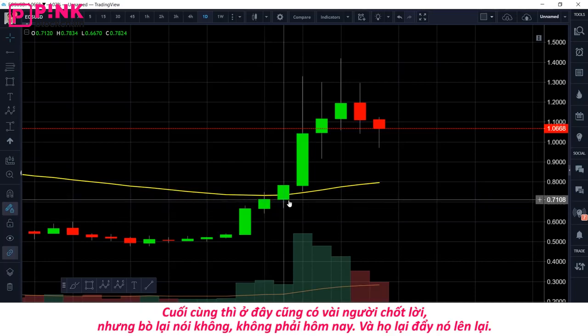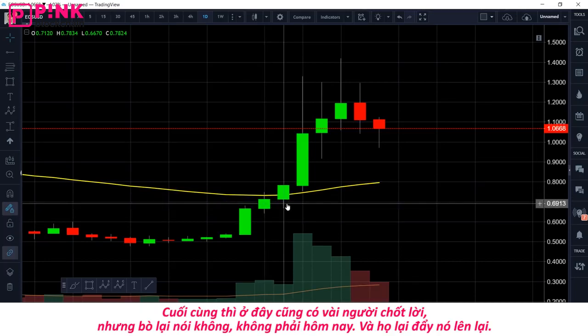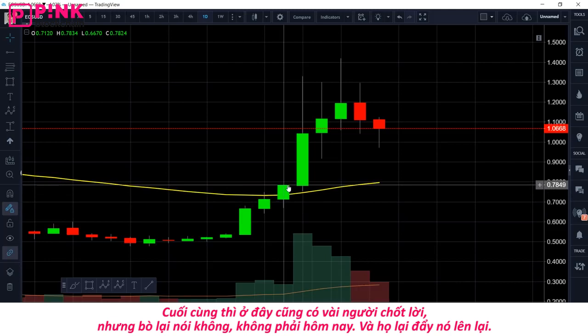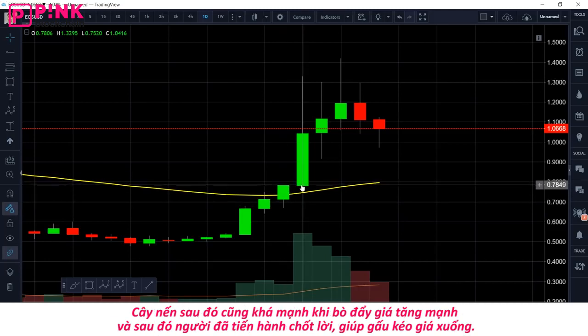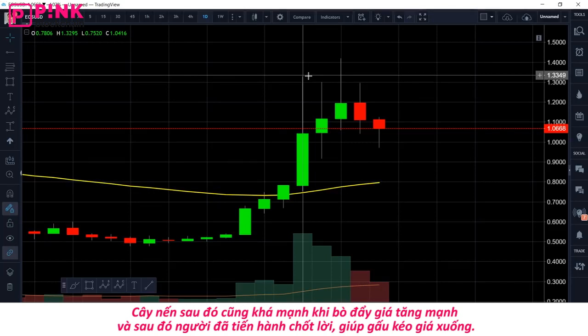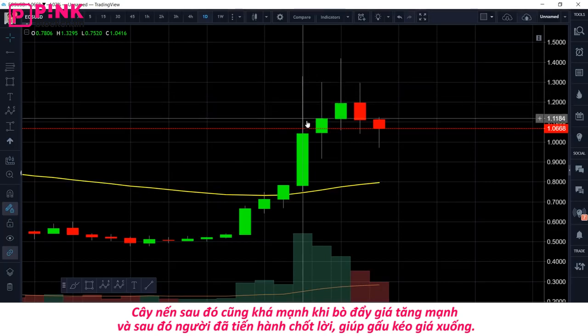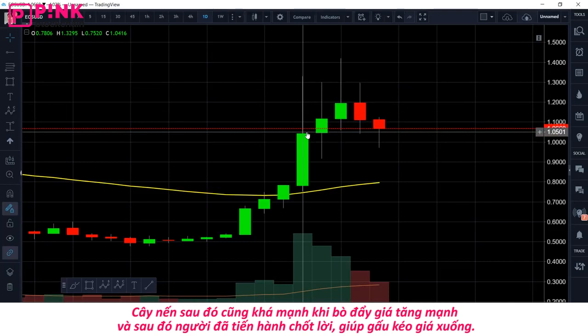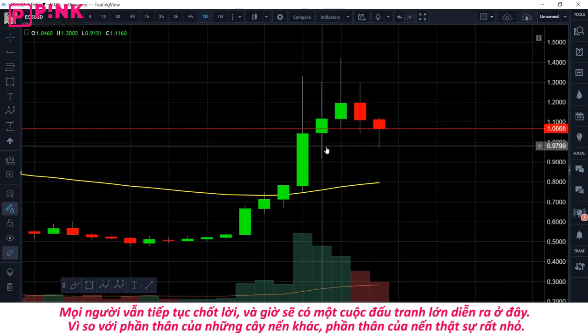Here, people finally took profit a little bit, but the bulls said no, not today, and they pushed it all the way back up. Here, it becomes an even stronger candle. The bulls have pushed it all the way back up, but now people are getting greedy, right? There's too many people pushing up there with it. So now the bears decide to take some profit, push it back down. Here, people took even more profit, right?